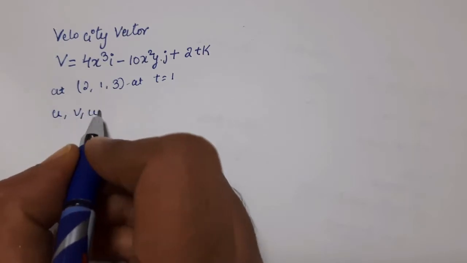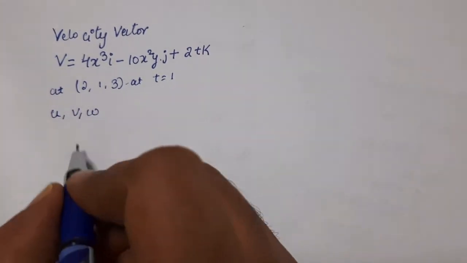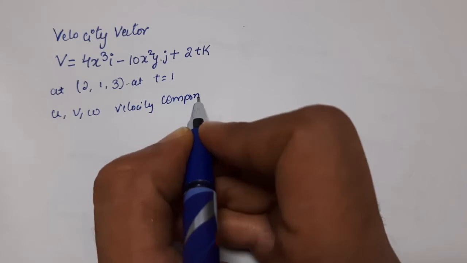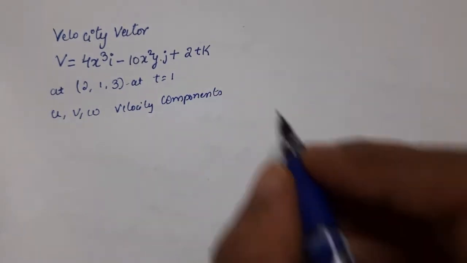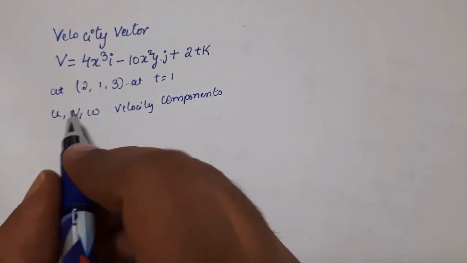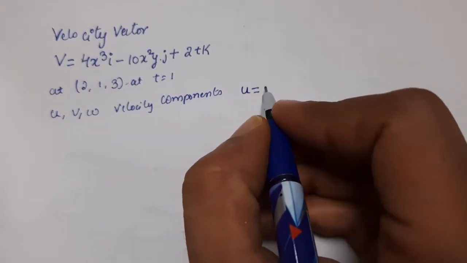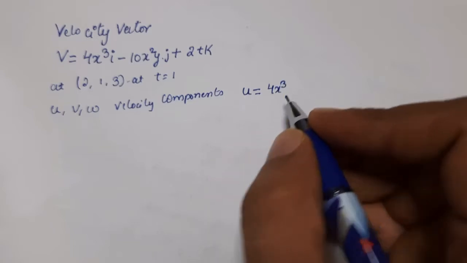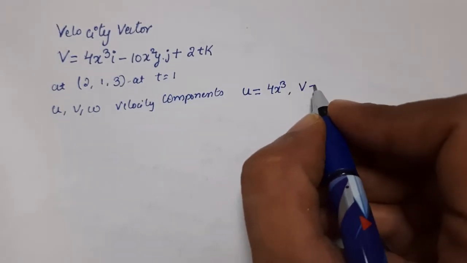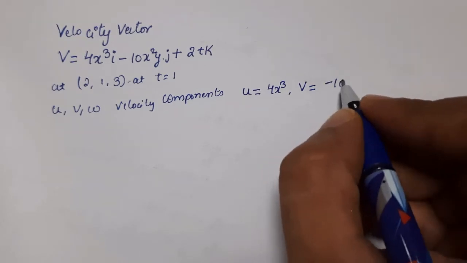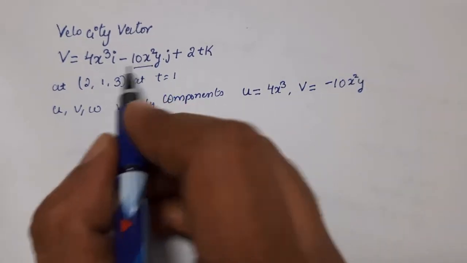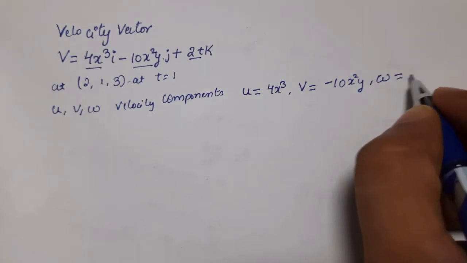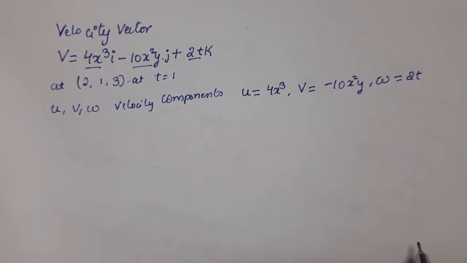u, v and w are the velocity components here. Now, what does it indicate? It says u is equal to 4x³, then v is equal to −10x²y, this is u, this is v and this is w, and then w is equal to 2t.